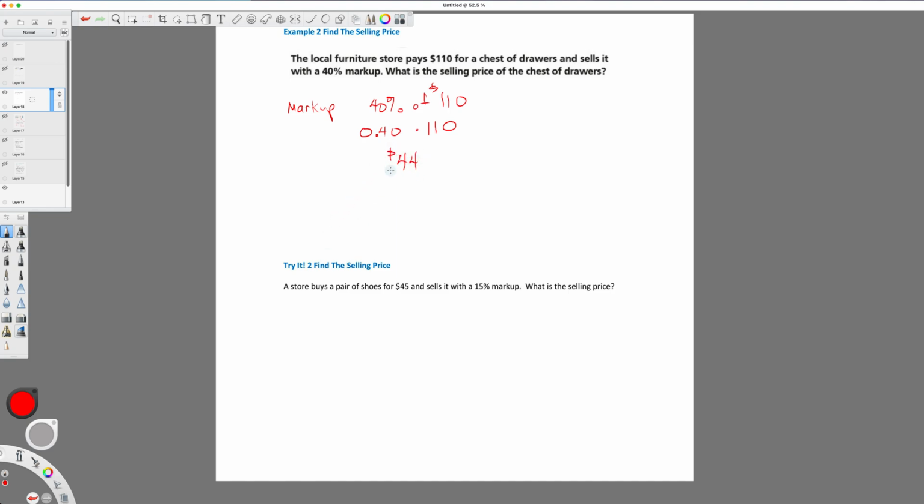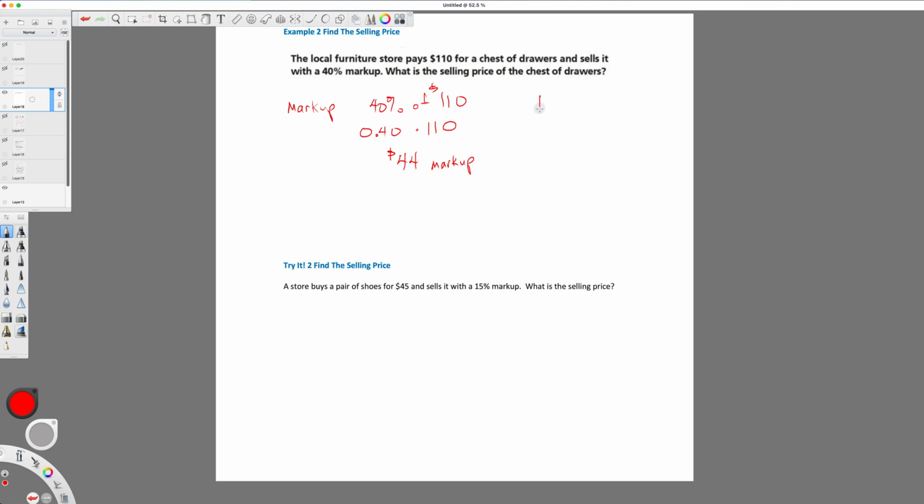And labeling is super important. We need to understand what this $44 is. This $44 is not what they're going to sell it for. They will lose money. They paid $110. This $44 is the markup. It is how much they are going to add on to the price. So all we have to do is actually add that price on.